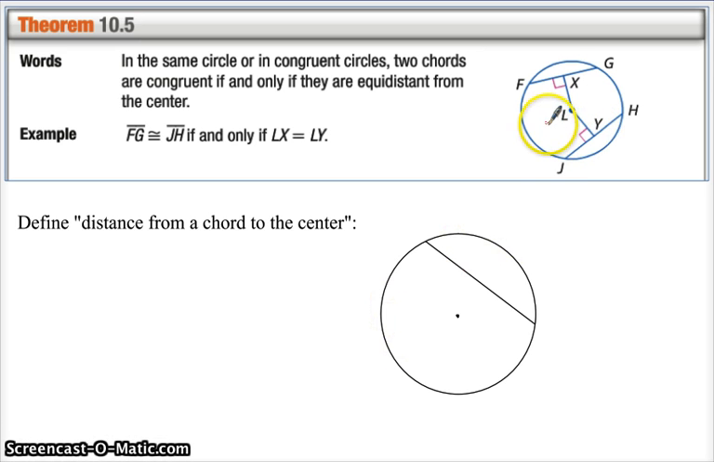That's why I was going to go down here. You're talking about this chord, and we're talking about equidistant from the center. What does that mean? This chord has a distance from the center. It's been a long time, but we've talked about the distance.